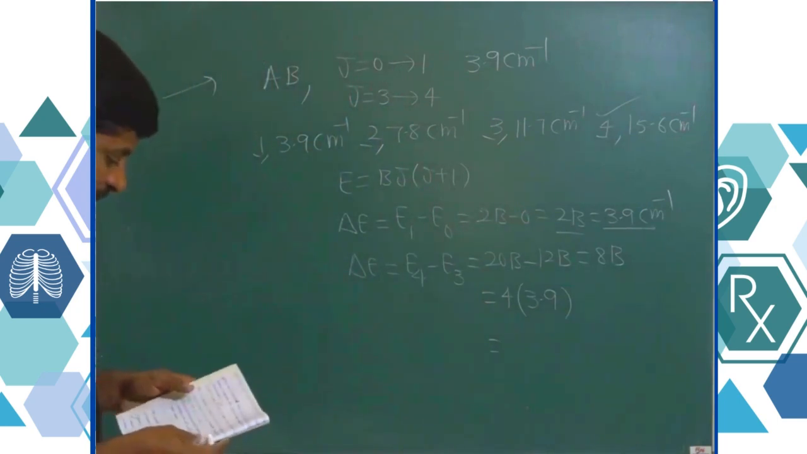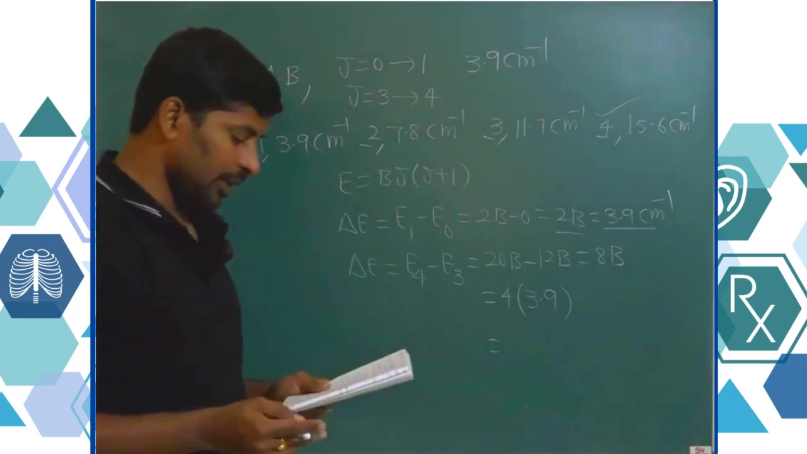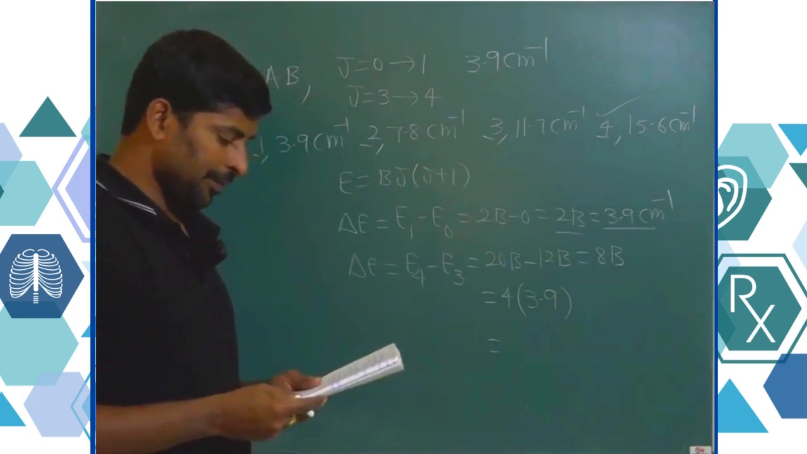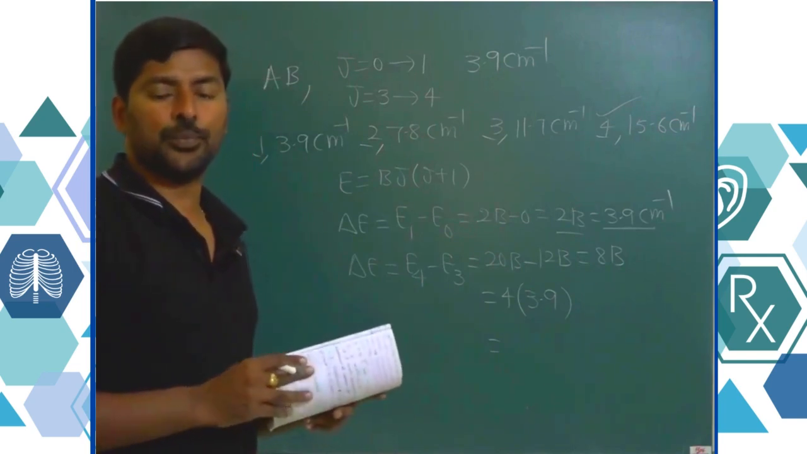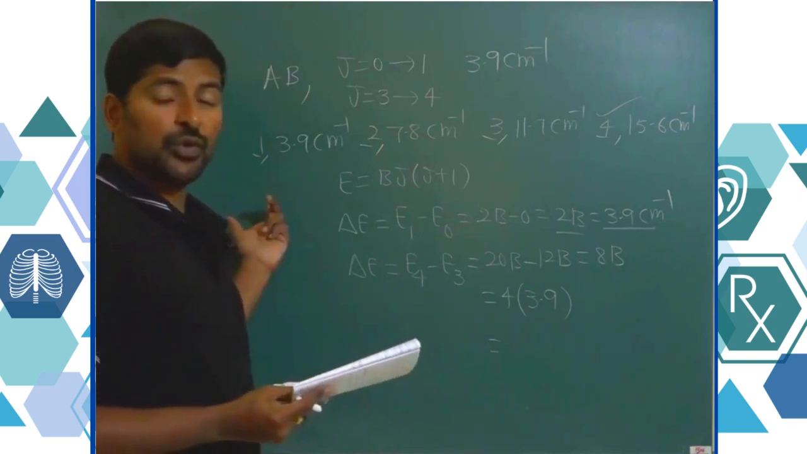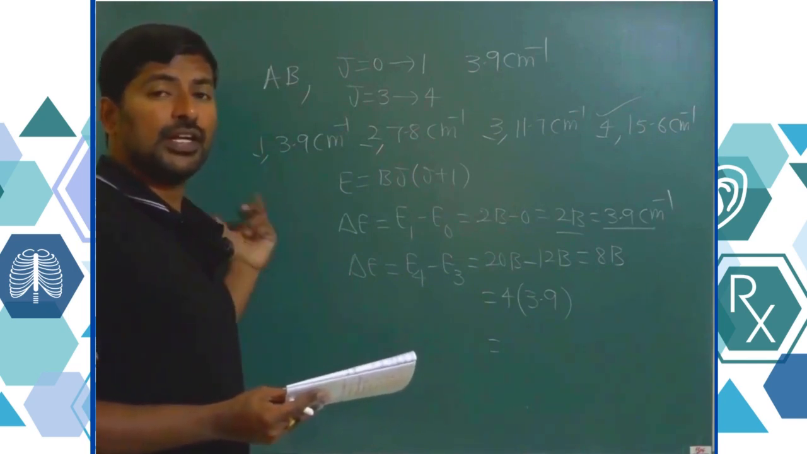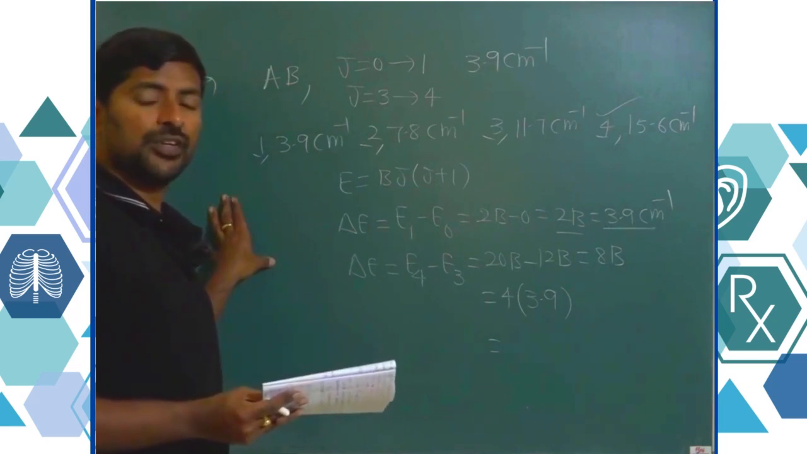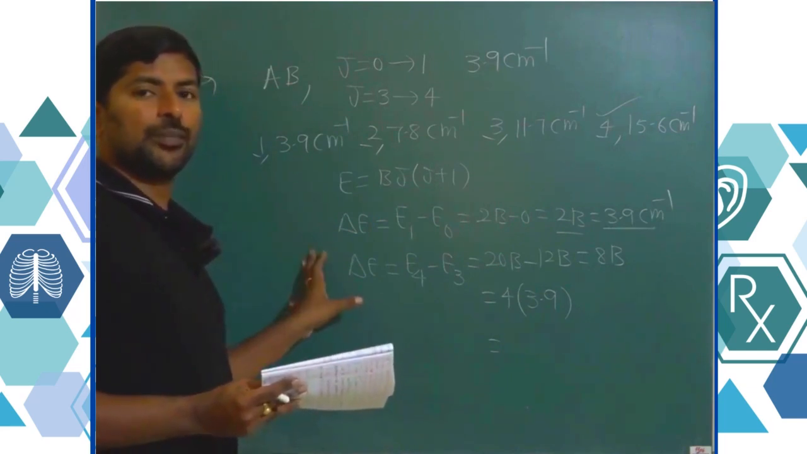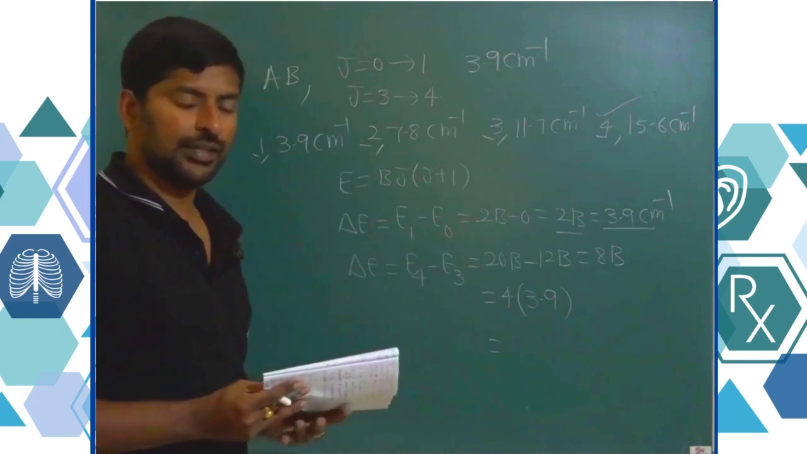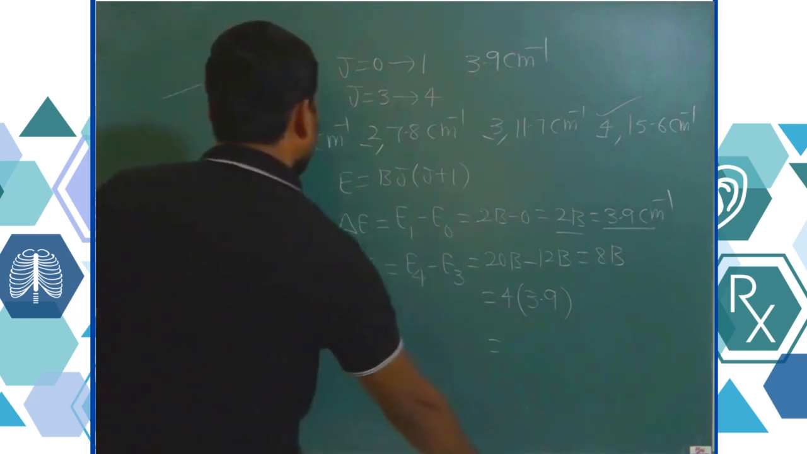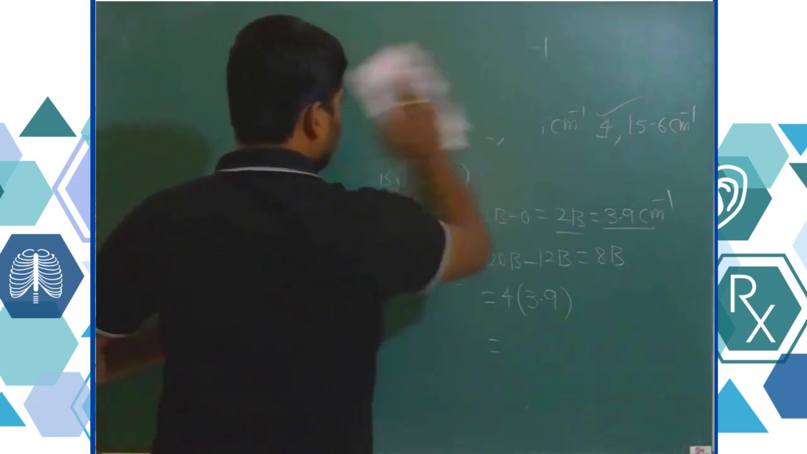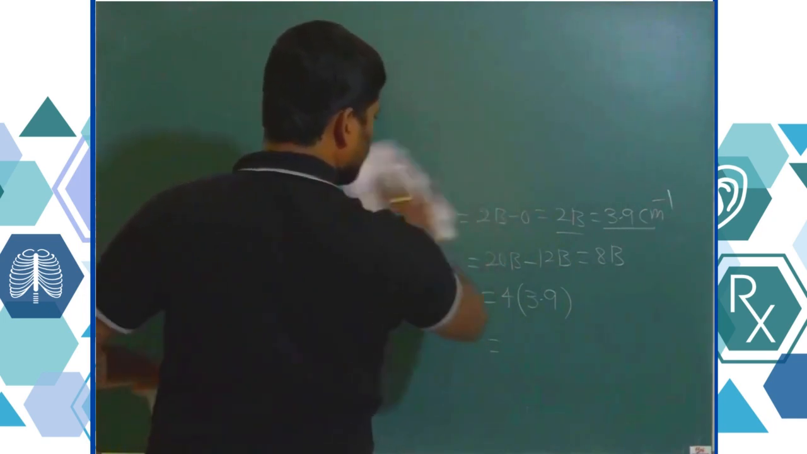Next, this question is given: what is the selection rule for harmonic approximation? Delta V is equal to plus or minus 1. The selection rule for anharmonic approximation is delta V equal to plus or minus 1, plus or minus 2, plus or minus 3. So sometimes they give direct questions based on selection rules also.